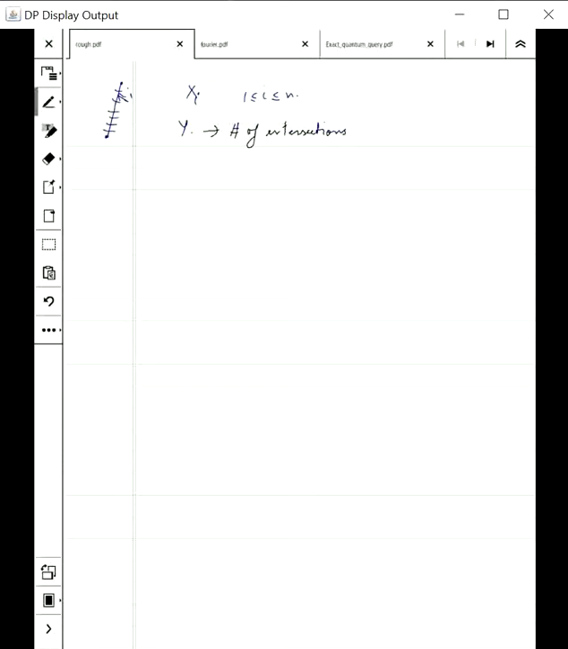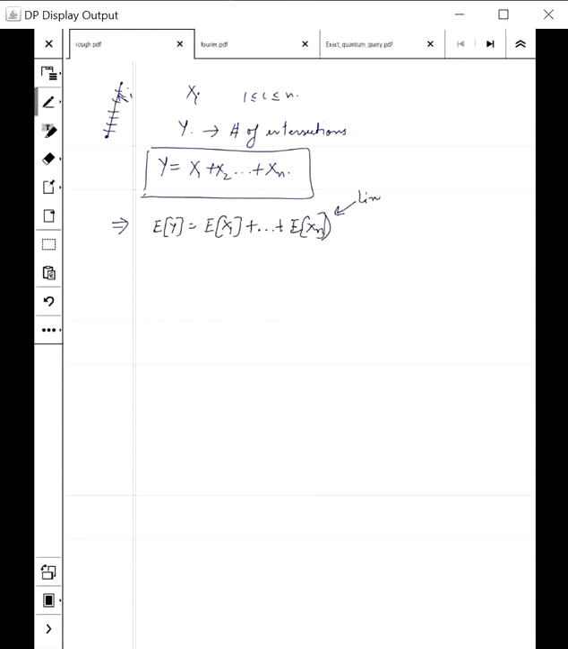Now, clearly as a random variable, y is equal to x1 plus x2 plus up to xn. In any experiment, the number of intersections y is equal to the sum of the number of intersections of the first part, second part, third part, and so on. So this is pretty clear, but by linearity of expectation, and that's the magic word here, this entire exercise is done to show you the power of linearity of expectation. So this follows from linearity of expectation.